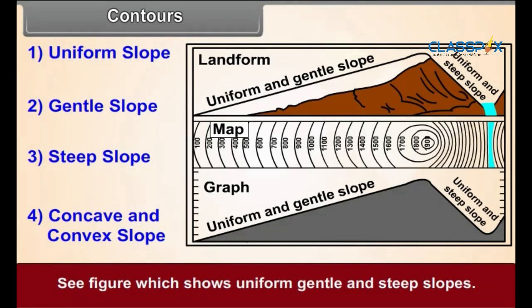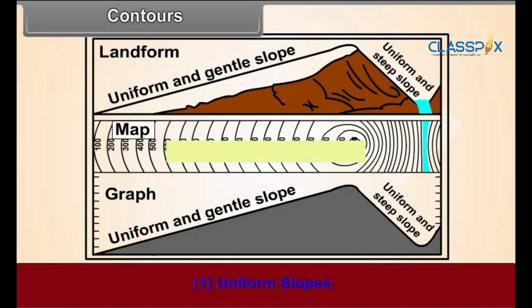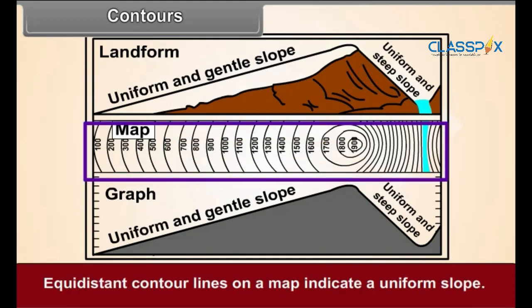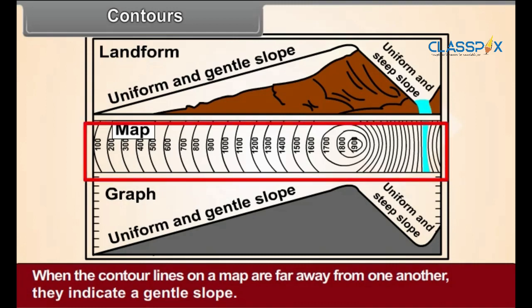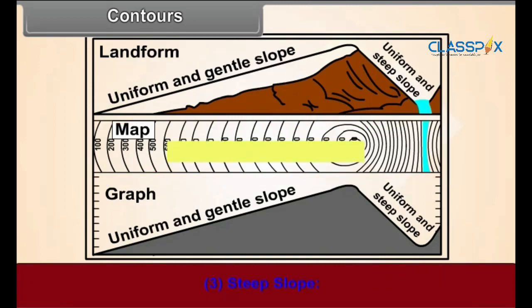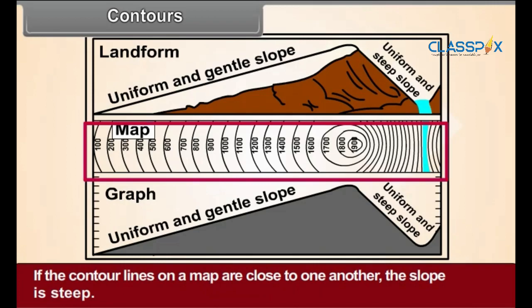See figure 2.3 which shows uniform, gentle and steep slopes. Number 1. Uniform slope. Equidistant contour lines on a map indicate a uniform slope. Number 2. Gentle slope. When the contour lines on a map are far away from one another, they indicate a gentle slope. Number 3. Steep slope. If the contour lines on a map are close to one another, the slope is steep.